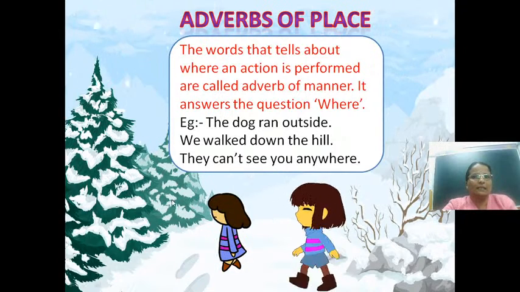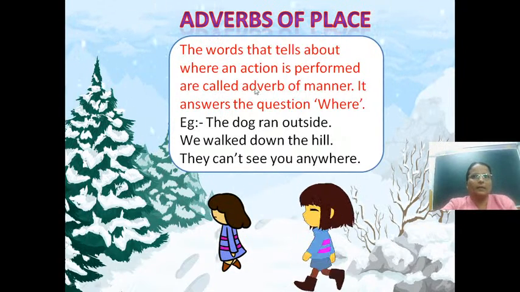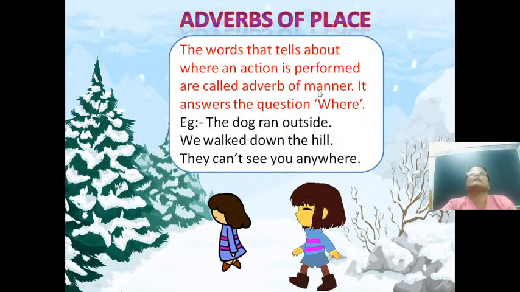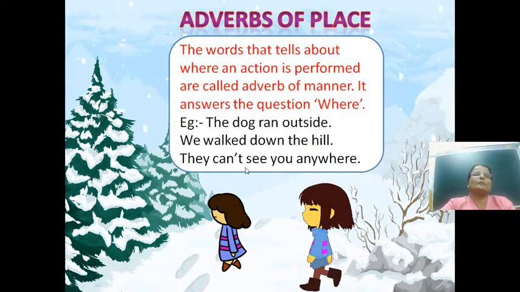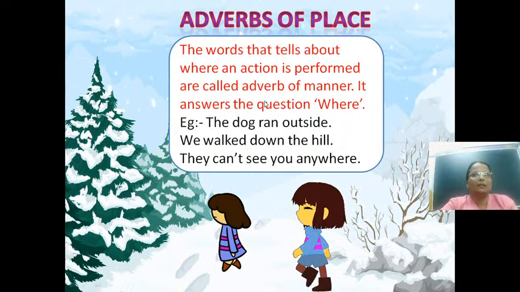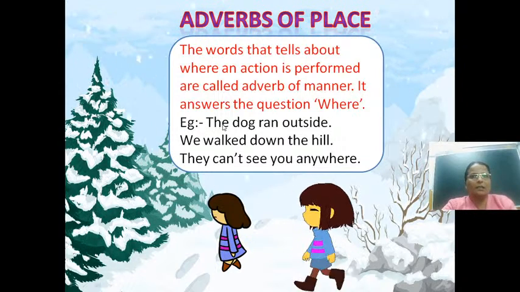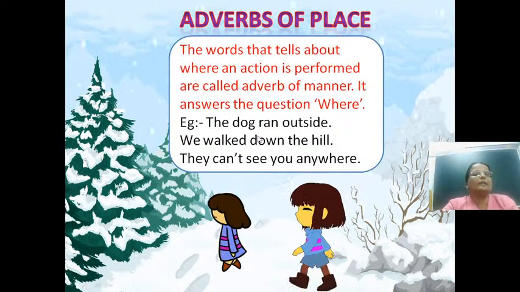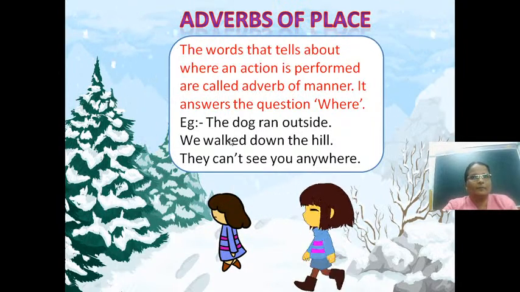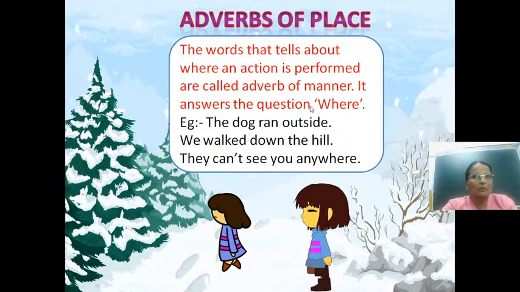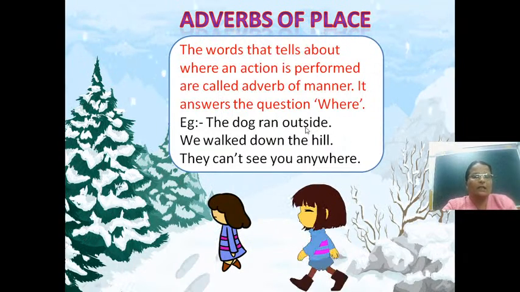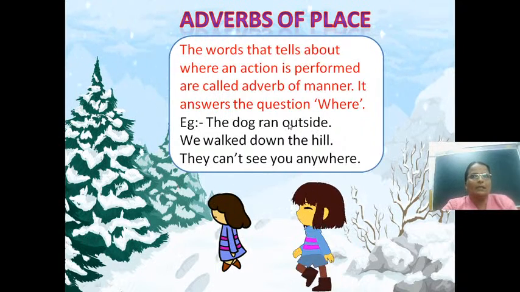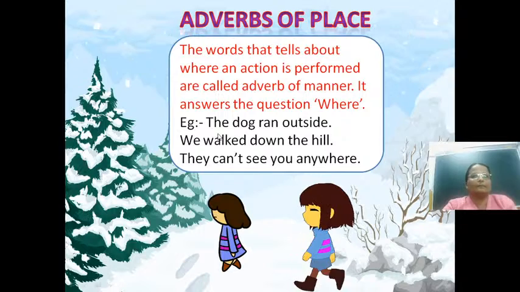And now let's learn more about adverb of place. And adverb of place is also discussed in the last class. The words that tell us where an action is performed are called adverb of place. It answers the question where. The dog ran outside. Where did the dog run? The dog ran outside. Outside is the word which is telling us the place where the dog ran. So outside is the adverb of place here.